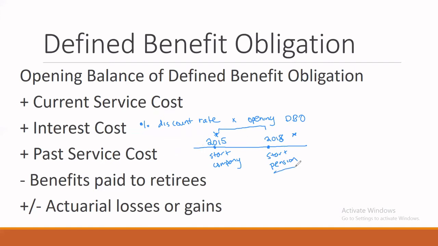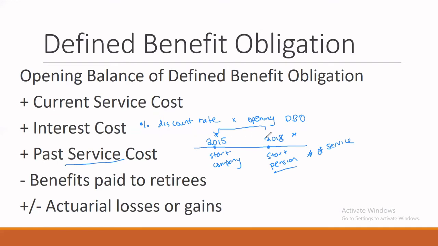So if your pension says you get 2% of your salary for the number of years of service, usually it's based on years of service, then they had years of service from 2015 onwards, but you didn't start the pension until 2018. So anything from 2015 to 2018 would be called a past service cost.